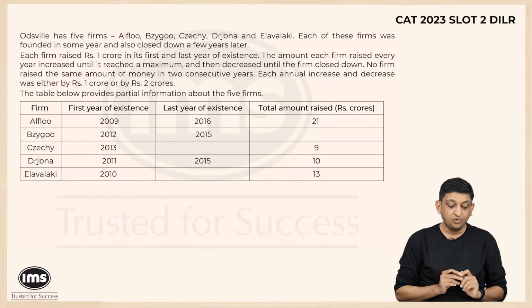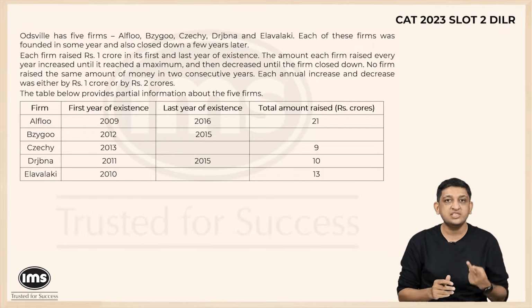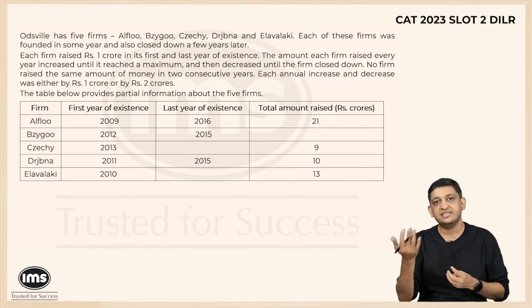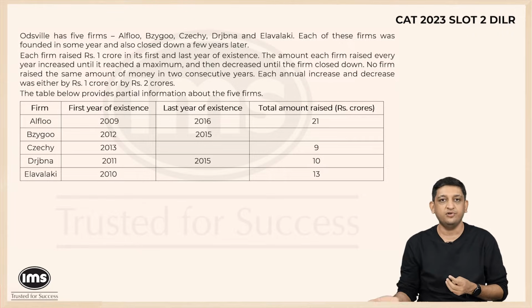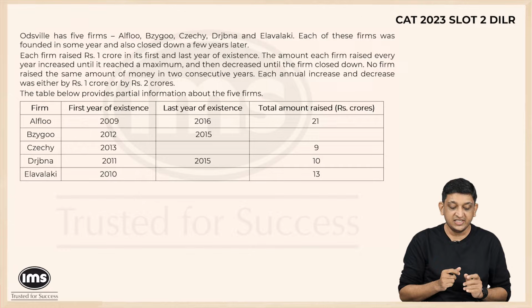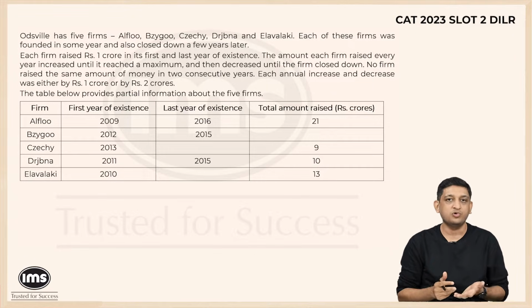We also know that no firm raised the same amount of money in 2 consecutive years. So if a firm would have raised, let's say, 3 crores in 1 year, it would not have raised 3 crores in the preceding year or the following year. We also know that each annual increase and decrease was either by 1 crore rupees or 2 crore rupees. So that is what we know in this particular context.